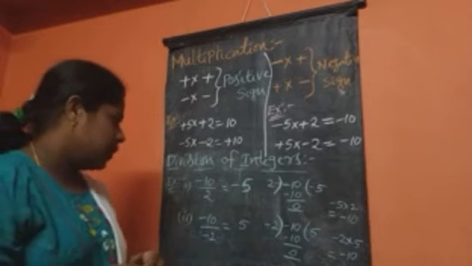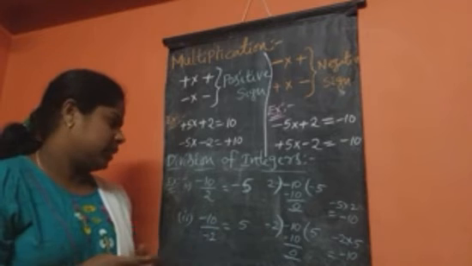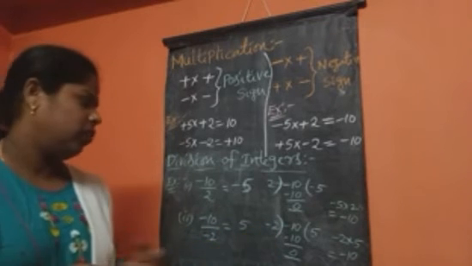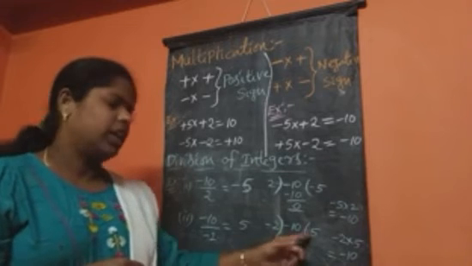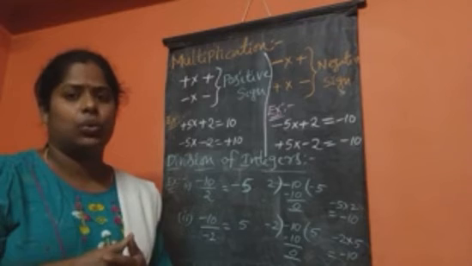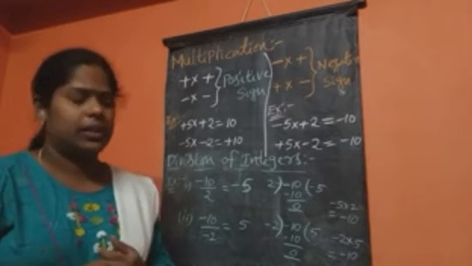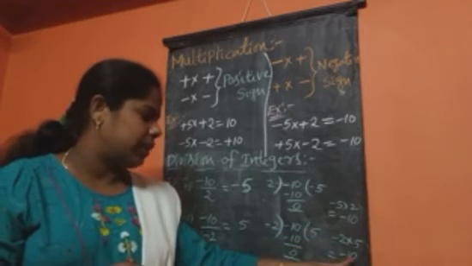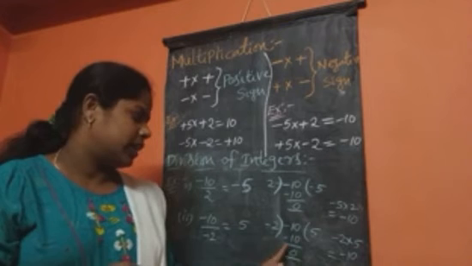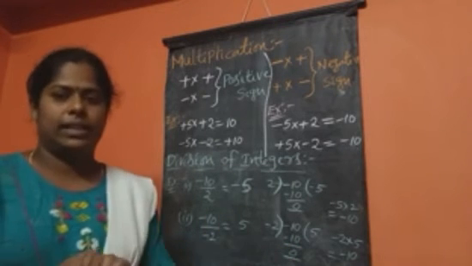Next, if two numbers have negative signs, here also there is an example. Take minus 10 as the dividend and minus 2 as the divisor. When we divide minus 10 by minus 2, we get 5. That means we can divide minus 10 by minus 2 into two equal parts, and each part has 5. So minus 2 into 5 is equal to minus 10. In this way also we can do division of integers.